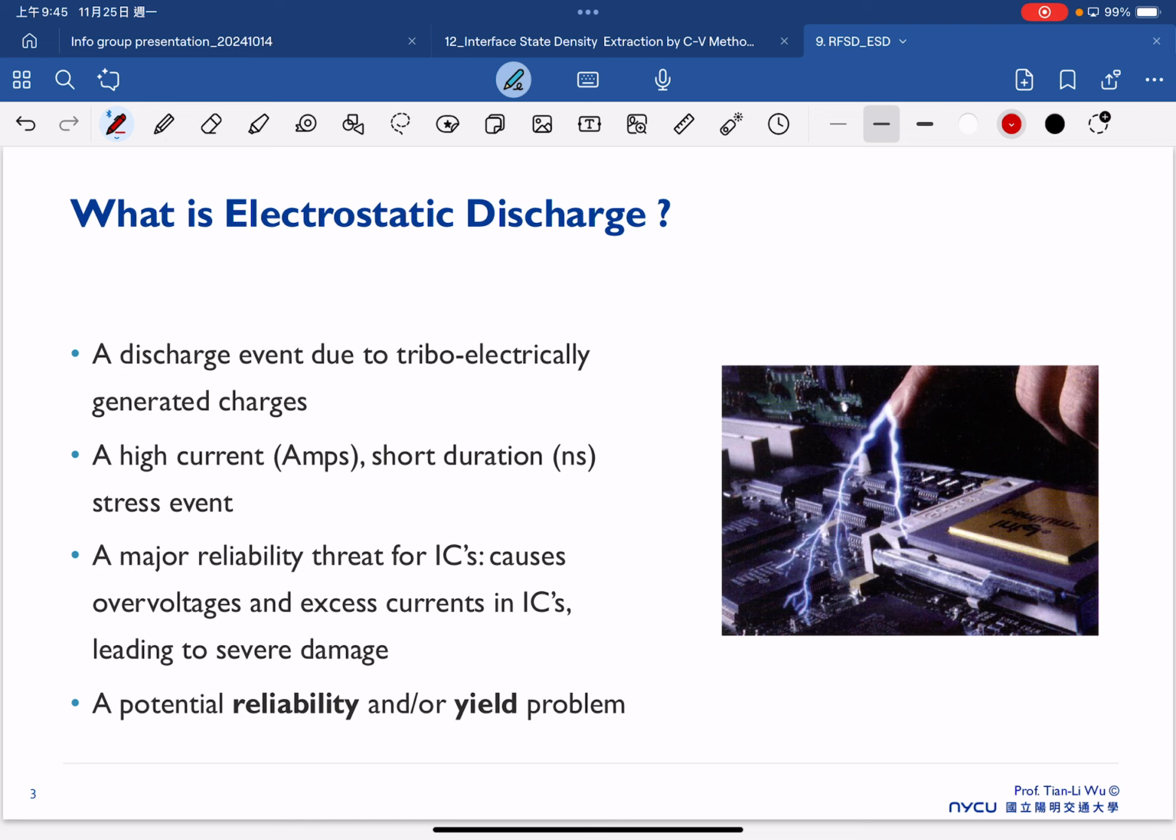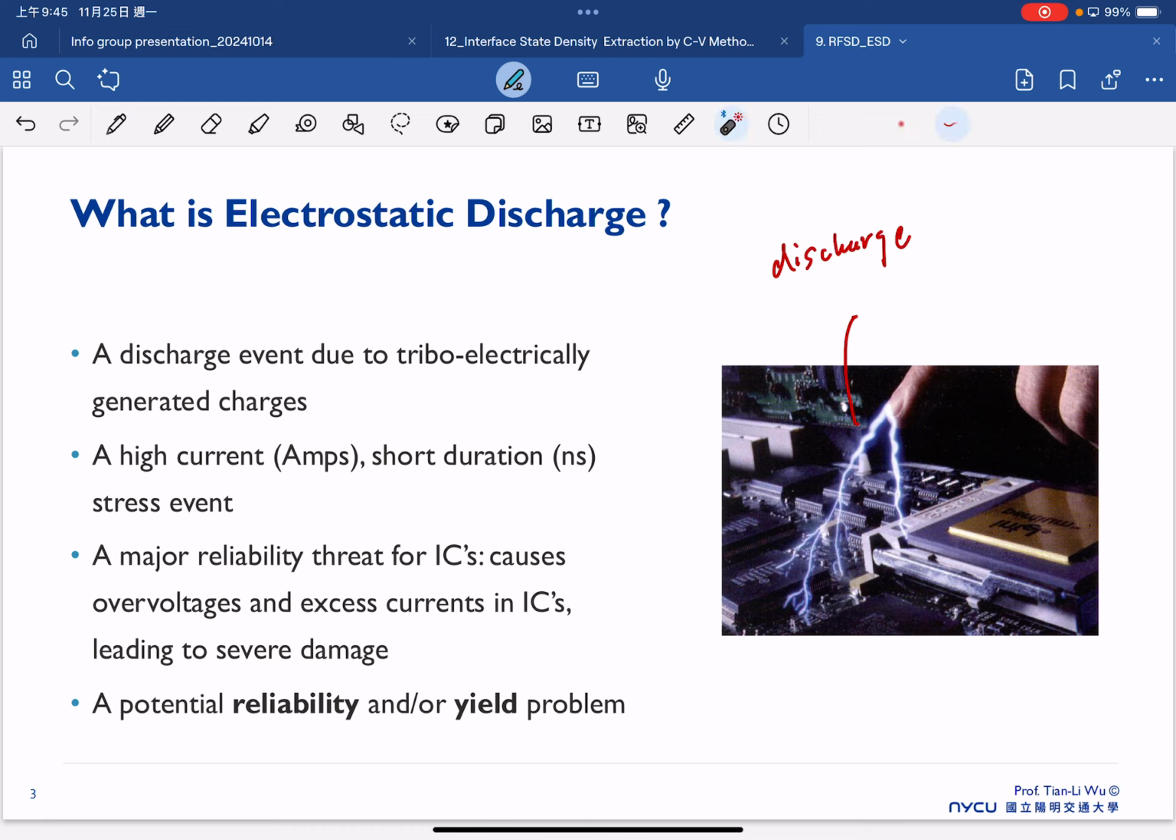Once you are discharged, that means you will feel an electrical shock between your fingertip and some insulator material, or some metal material. For example, the computer can also be one of the things where you will feel a discharge happening. So what I am talking about as discharge is related to these things.